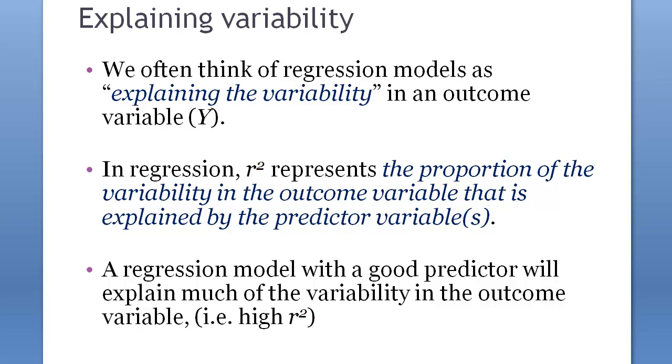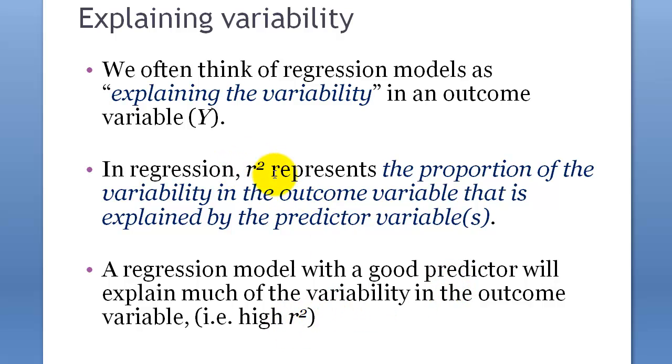We often think of a regression model as explaining the variability in an outcome variable. In regression, R squared represents the proportion of the variability in the outcome variable that is explained by the predictor variables. Remember that? A regression model with a good predictor will explain much of the variability in the outcome variable.